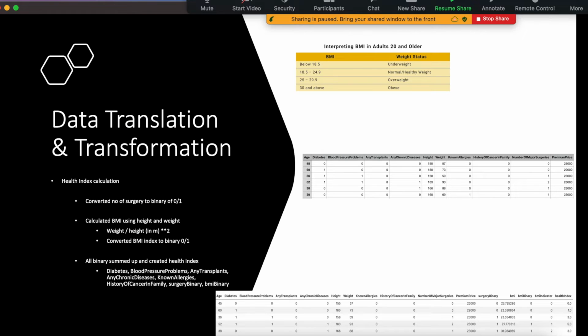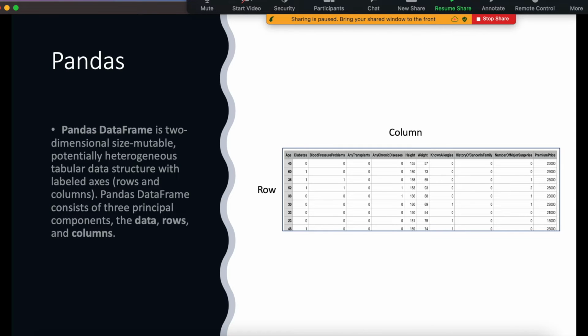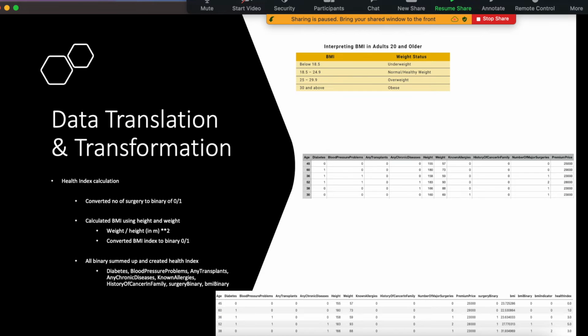Okay, so once I've loaded the data, first I'll explain the problem statement, then I'll go to the program. Now I have 1,000 records like this that I have downloaded. First of all, I need to do data normalization, translation or transformation. This is my original data, and the bottom one is my data after I did some data translation and transformation.